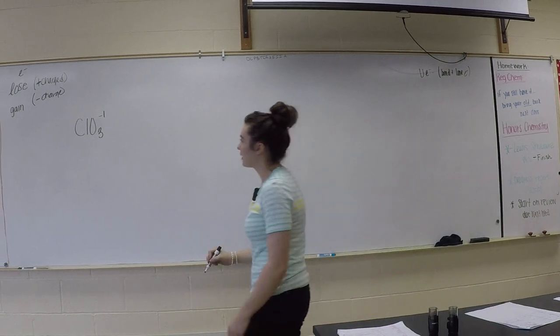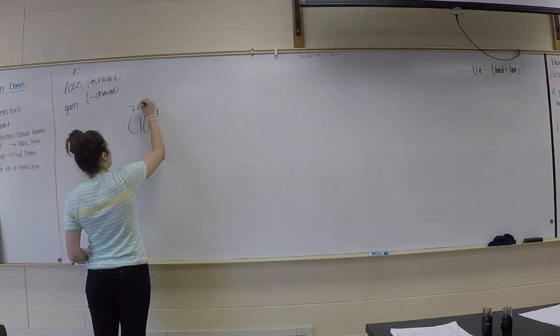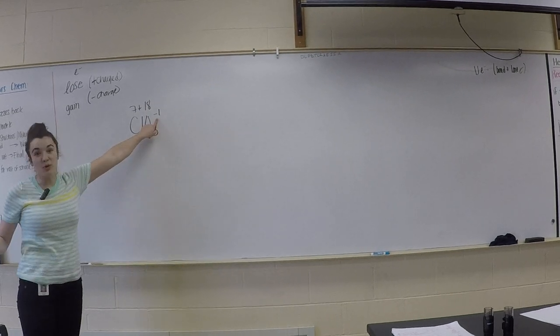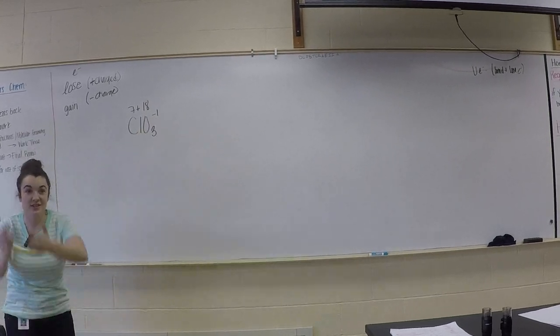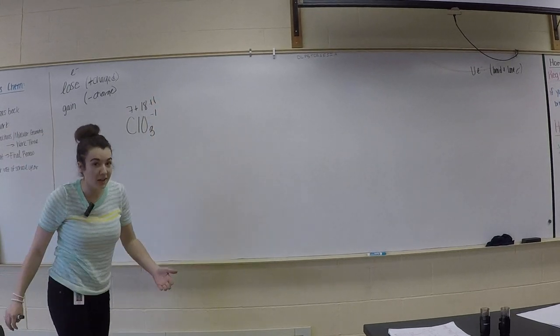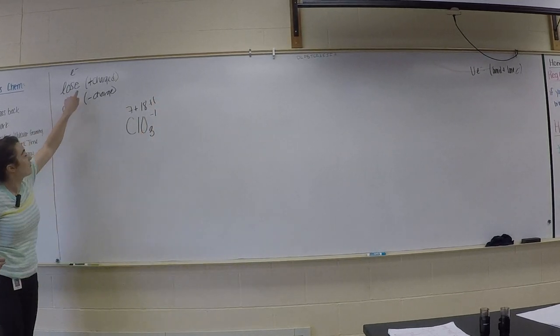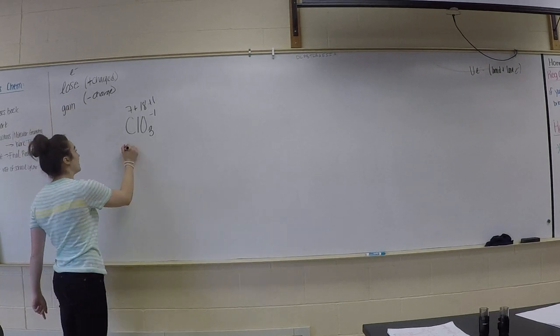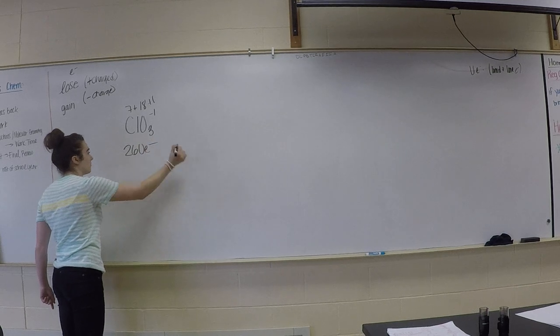Cl is 7, plus how many total oxygen? 18. All right, -1, electrons are negative. How many electrons did it gain? +1. You might know that. 26 valence electrons.